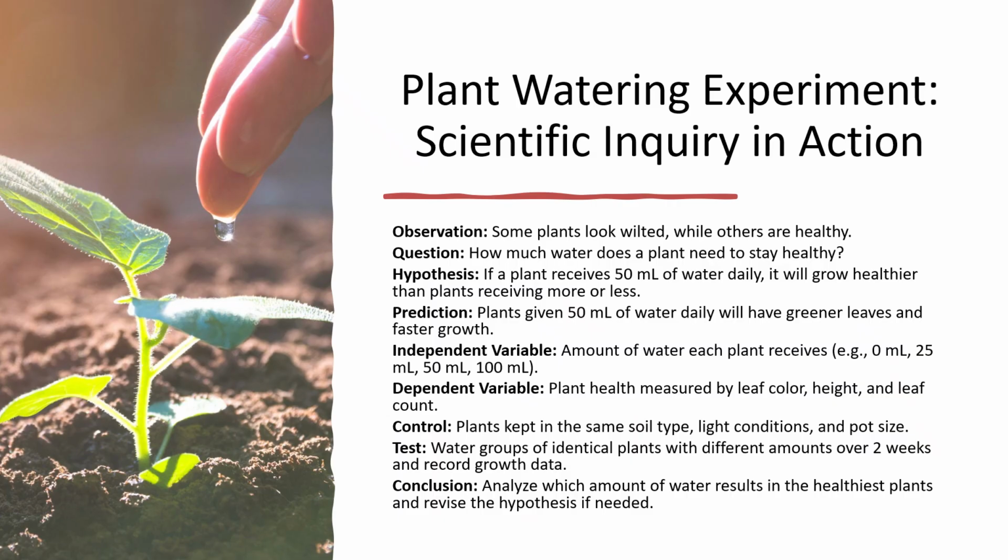Let's apply the process. You notice some plants are wilting. You hypothesize that 50 milliliters of water per day is ideal. You test different amounts while keeping all other conditions the same. You measure plant health, like leaf color, growth, etc., and analyze the results. Based on your findings, you might confirm or revise your hypothesis. This is the scientific process in motion.